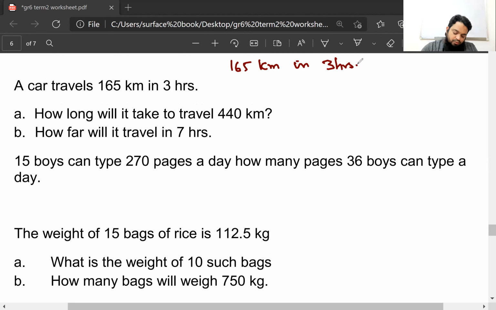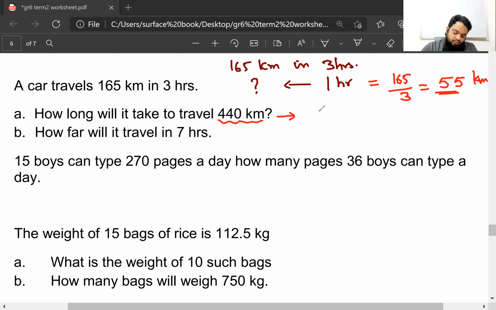So let us take how many kilometers he travels in 1 hour. What did I tell you? If you want one, you have to divide. So 165 divided by 3. So 165 divided by 3 is how much? 3 5s are 15, 5. Yes. So in 1 hour, he is going to travel how many kilometers? 55 kilometers. Now let us find out how much time he takes for 440 kilometers.